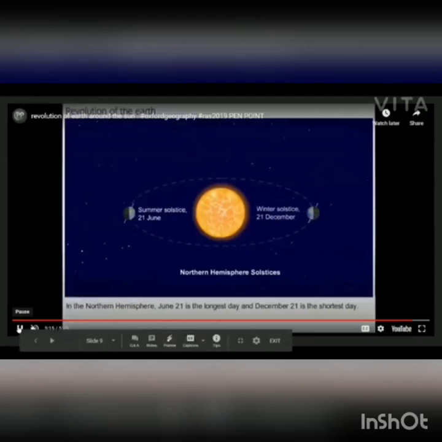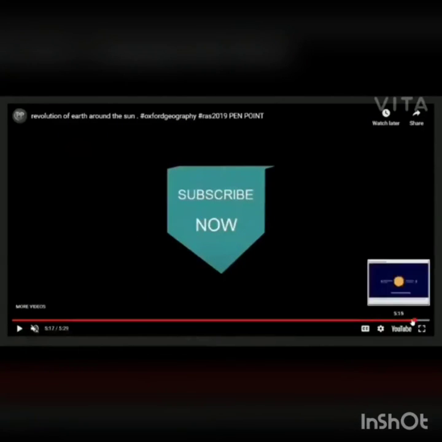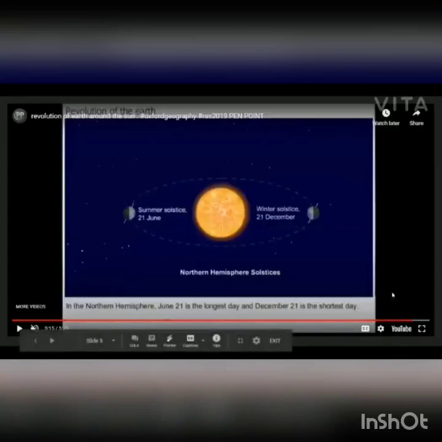In the northern hemisphere, June 21 is the longest day and December 21st is the shortest day.